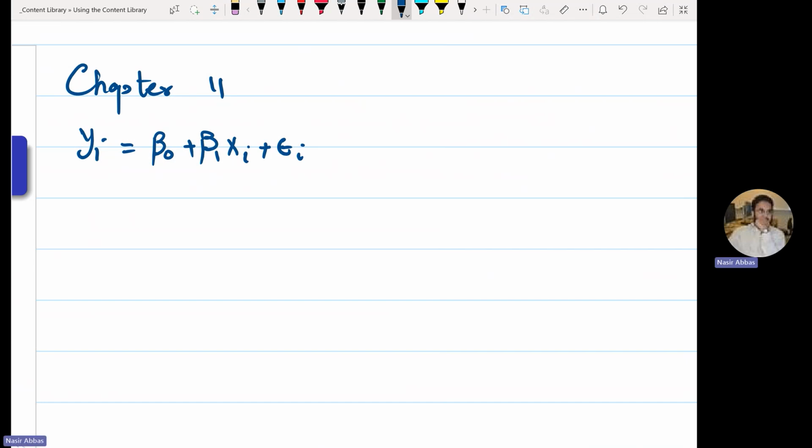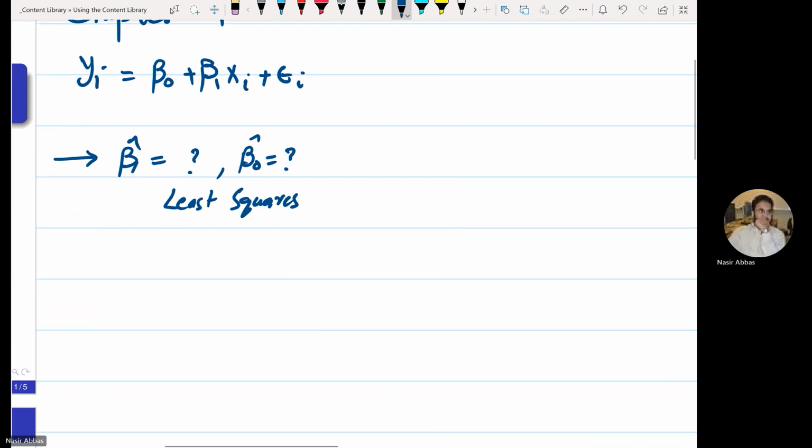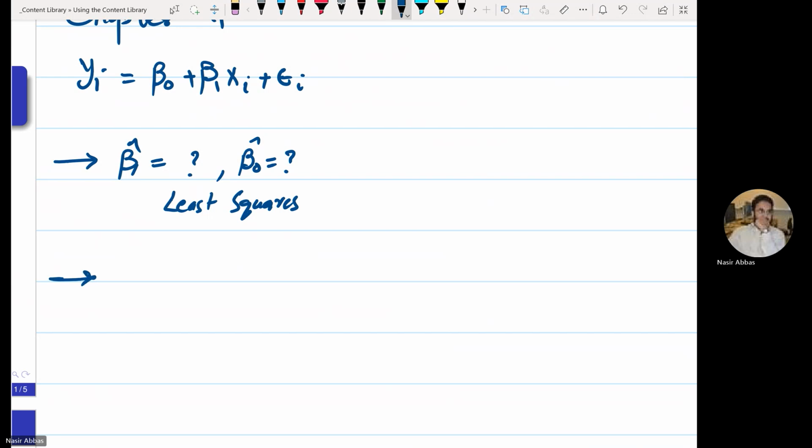From this model, what did you do? First step was to do what? You used an estimation method and you got the estimates for beta naught and beta 1. That was the first thing you did, correct? What was the second thing you did? You went from point estimation to interval estimation or hypothesis testing.